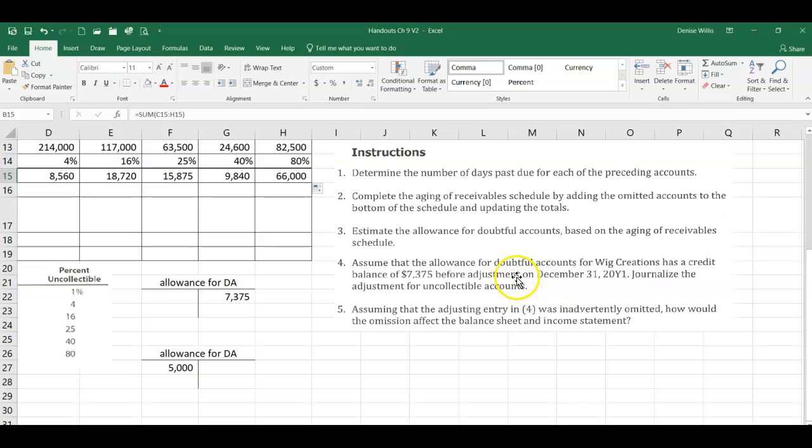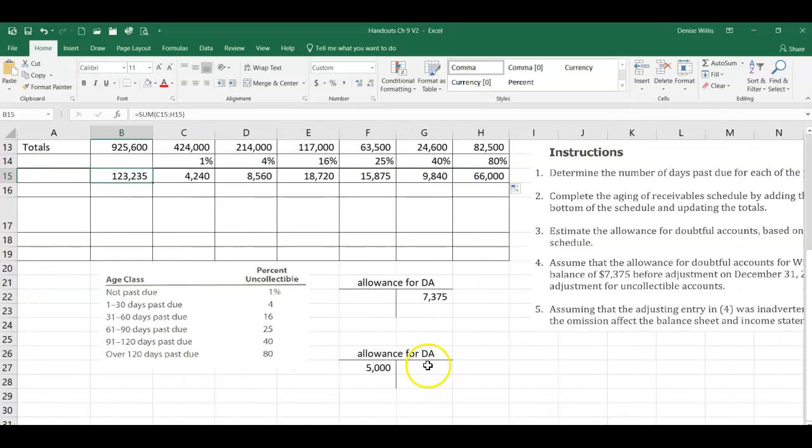Assume the allowance for doubtful accounts for Wood Creations has a credit balance of $73.75, and I have set that up right here. Before adjustment, journalize the adjustment for uncollectible accounts. Okay, so let's come back over here, ignore this down here. We said this needs to be the balance in our allowance account. We want that to be the answer. It has to be a credit balance. That should be the answer.